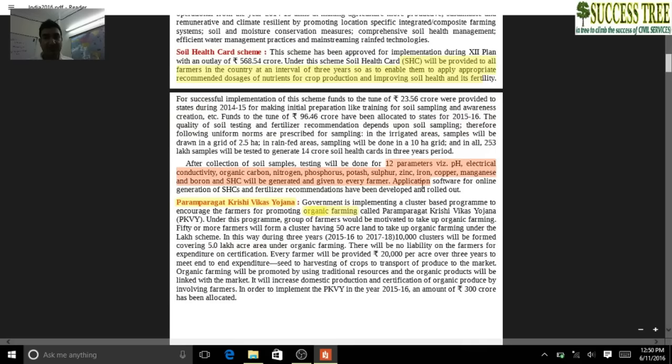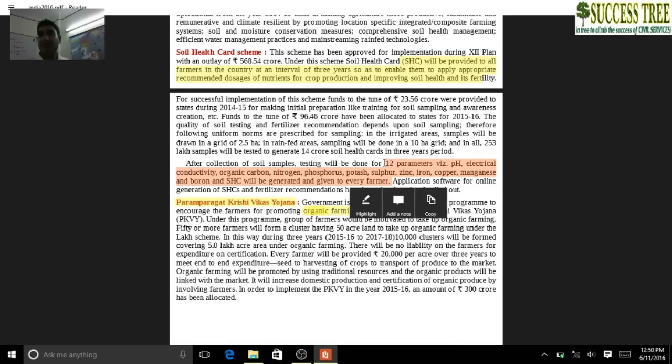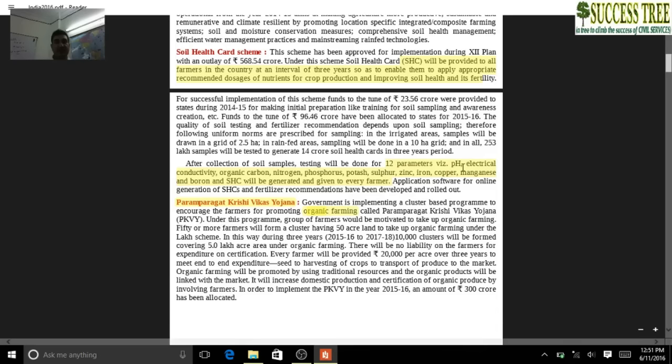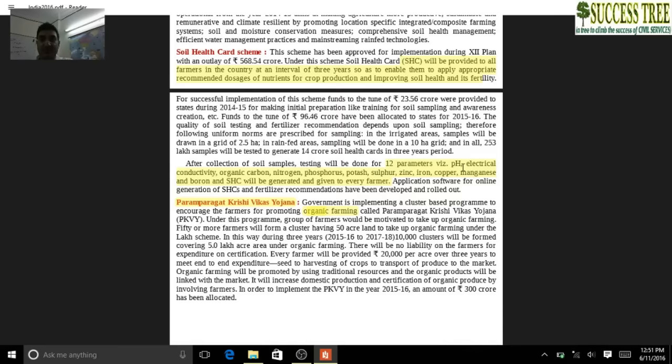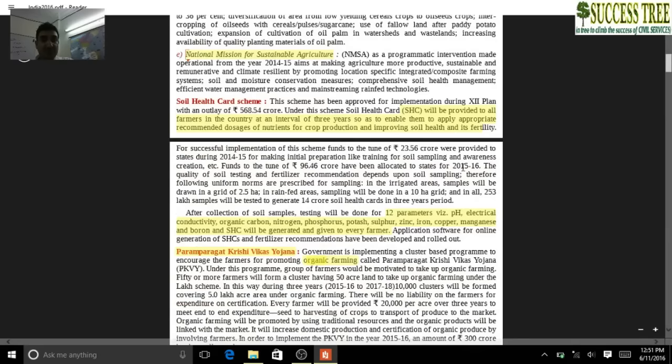So 12 parameters, again just try to remember these. Soil testing will be done first, soil samples will be collected. How will we tell the farmers about the soil quality? Soil samples will be collected, and testing will be done of the soil on the 12 parameters. You see the last paragraph of the soil health card: 12 parameters like pH, electrical conductivity, organic carbon, nitrogen, phosphorus, potash, sulfur, zinc, iron, copper, manganese, boron, and this will be given to every farmer.